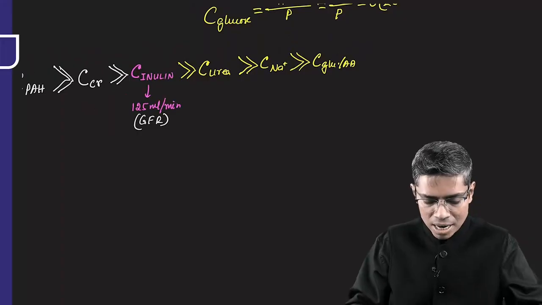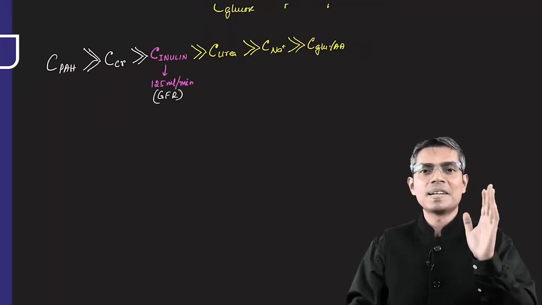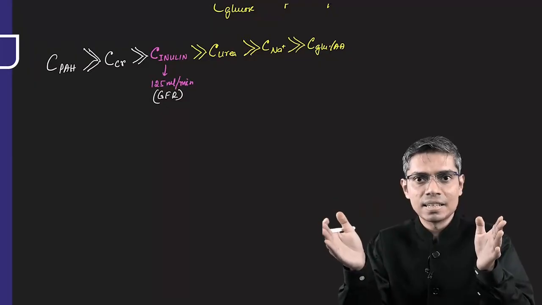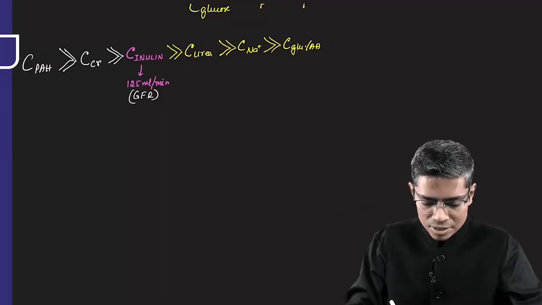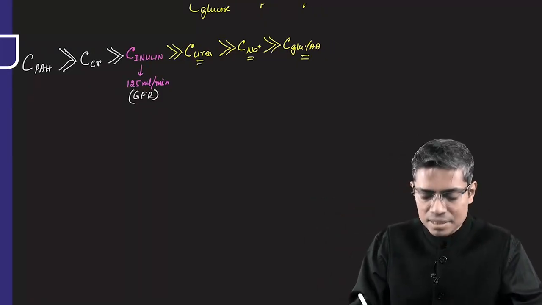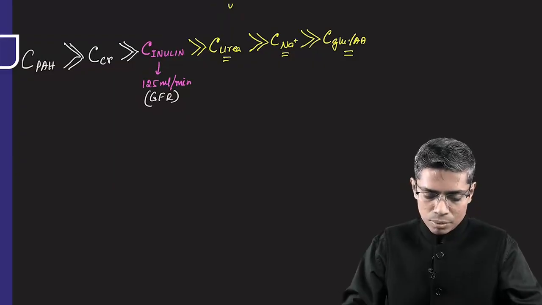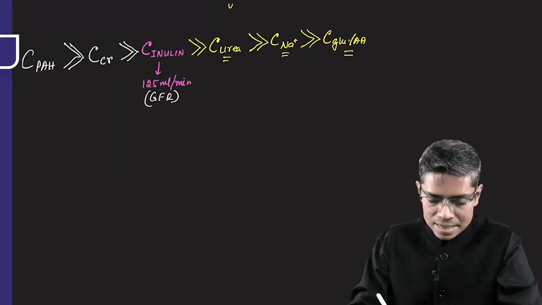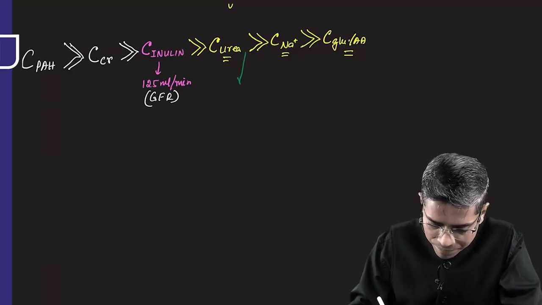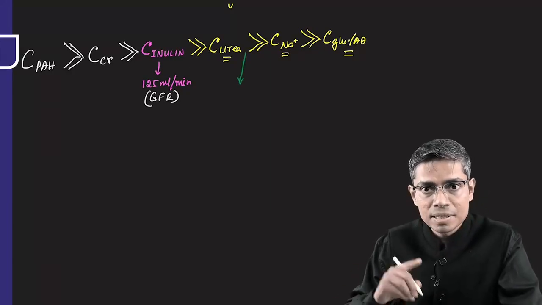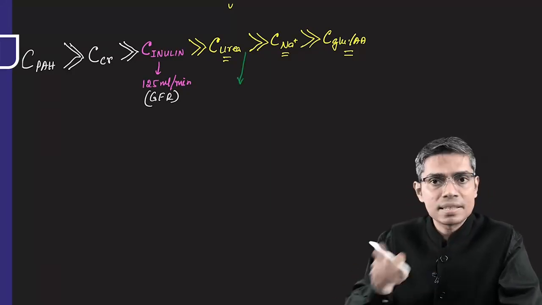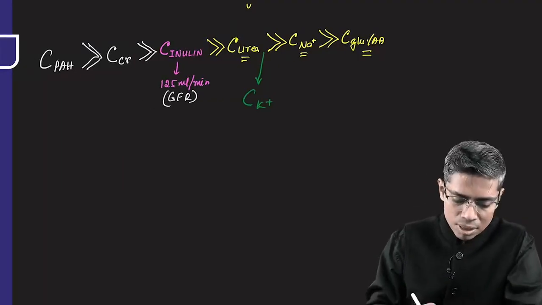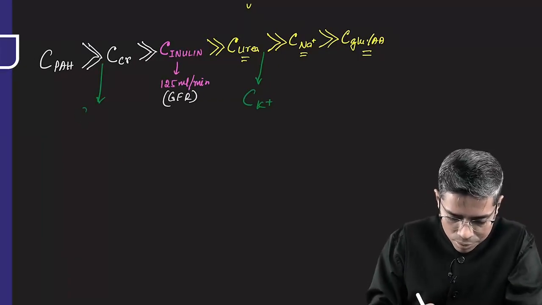So this way you have to remember this sequence, that clearance of PAH is greater than clearance of creatinine, that is greater than clearance of inulin, that is greater than clearance of urea, that is greater than sodium, that is greater than glucose. Now if I ask you, what is the position of potassium in these cases? Potassium can be present here between the urea and sodium, means clearance of potassium is greater than sodium but lesser than urea. So clearance of potassium can be here also, or clearance of potassium can be here also.